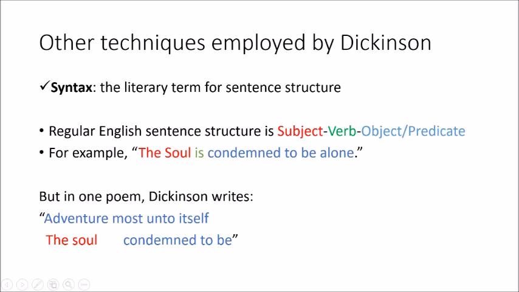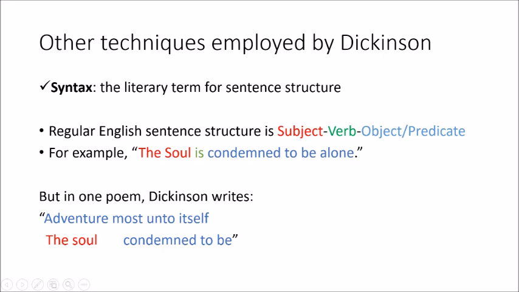So I have an example down here, and in order to help you understand what is happening, I'd like you to kind of gloss the meaning of the first line, adventure most unto itself. That basically means alone. So Dickinson writes, adventure most unto itself, the soul condemned to be. And we would read that in terms of meaning as alone, the soul condemned to be.